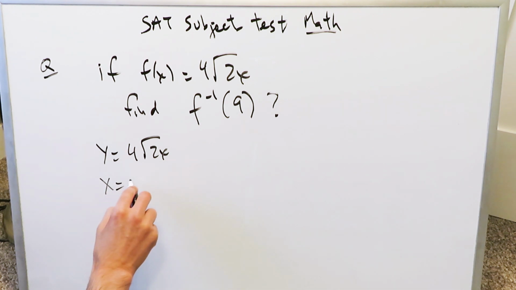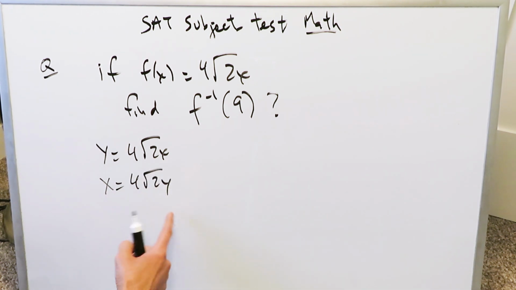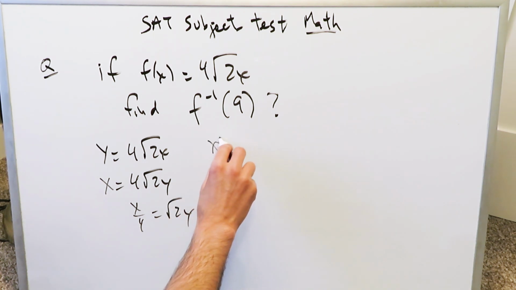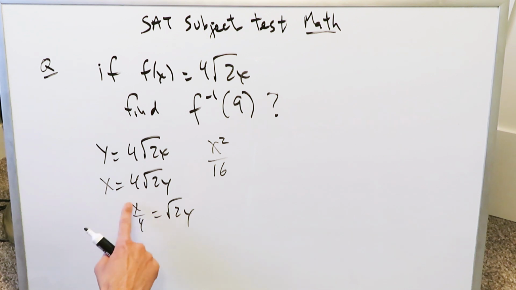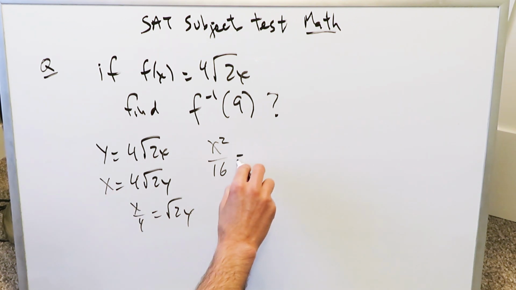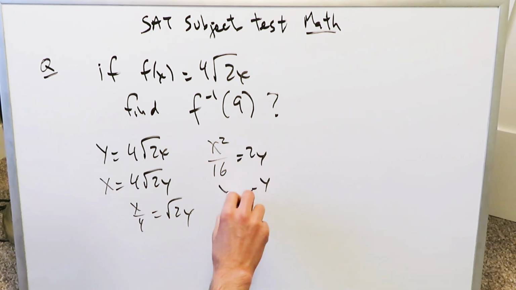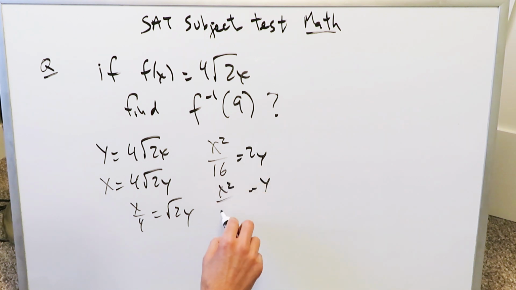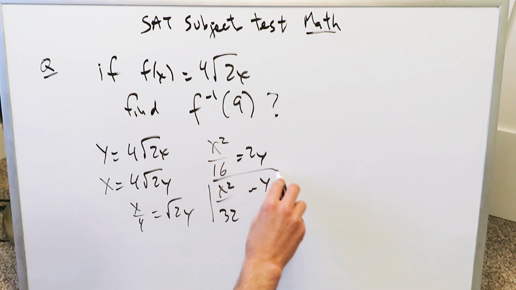Switch the variables around. x is equal to 4 root 2y. Solve for this y. You'll have x over 4 is equal to root 2y. Take the radical to the other side. You'll have x squared over 16, because it becomes an exponent of 2, is equal to 2y. y is equal to x squared over 2 times 16, which is 32. y is equal to this.